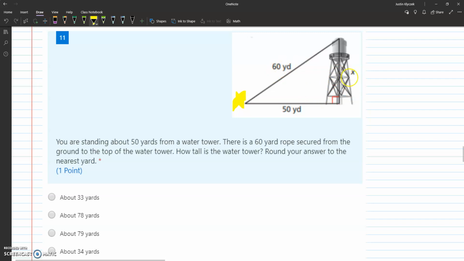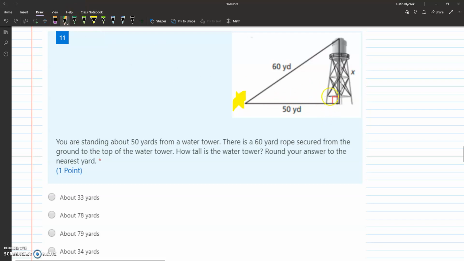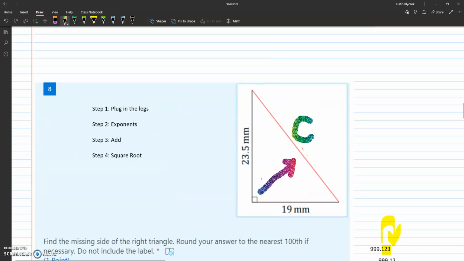So again, I want you to notice that there's a triangle there. And look at that C, but look at 60. Isn't that right across from the right angle? Which means this has to be C. Which means one of these is A and one of these is B. So let's say A is missing. So you'll use the same steps as you used in number 7, because you're looking for a leg.